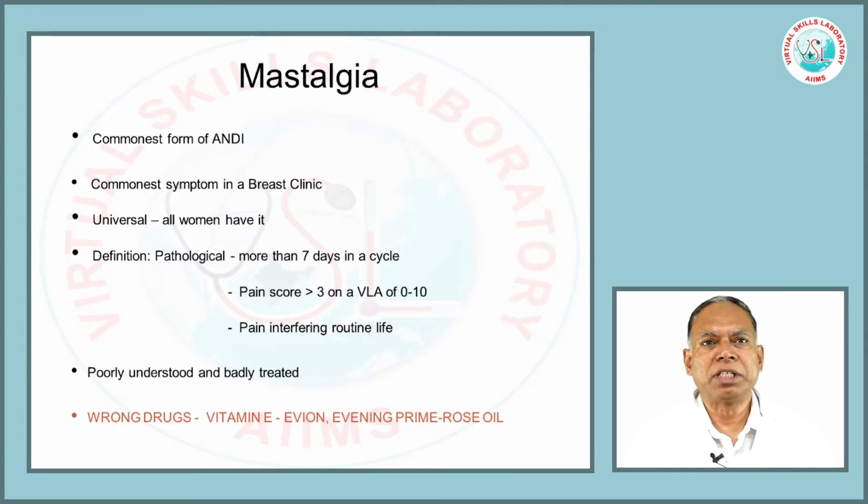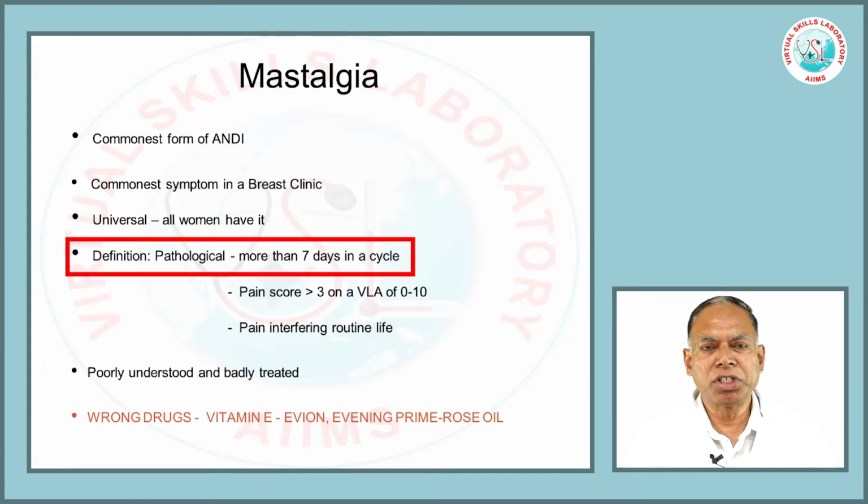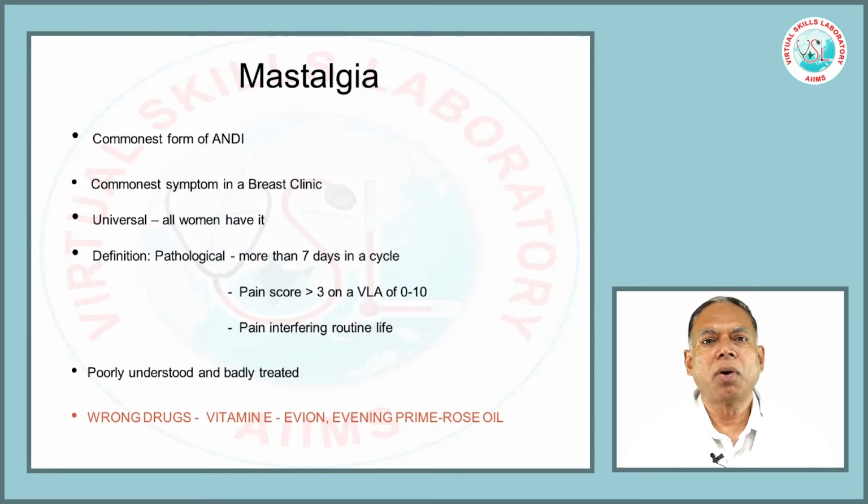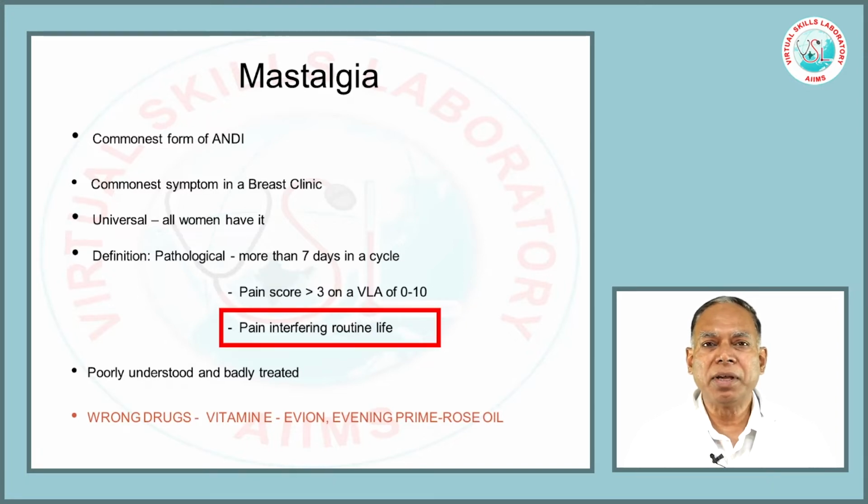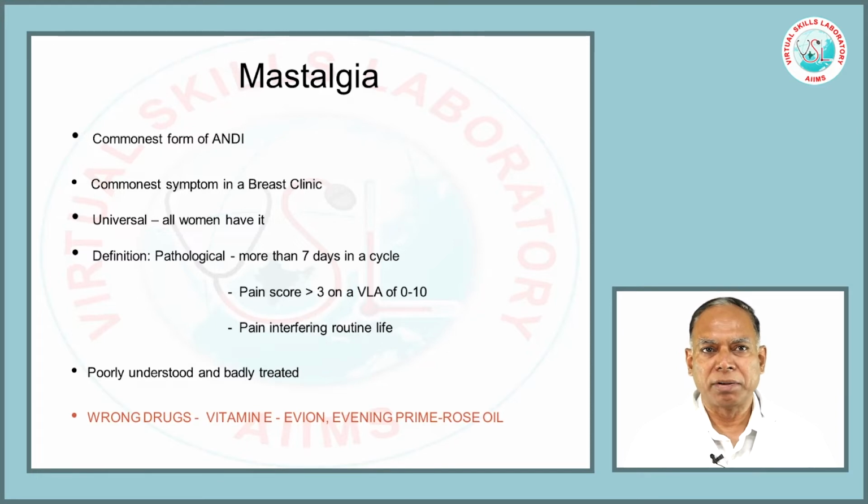However, when it becomes severe, it is considered pathological. That is to say, when it is present for more than 7 days in a menstrual cycle, or when the pain severity is such that it scores more than 3 on a visual linear analog pain score of 0 to 10, or any pain regardless of severity that interferes with the activities of daily life of a lady. We shall call it pathological and treat it.